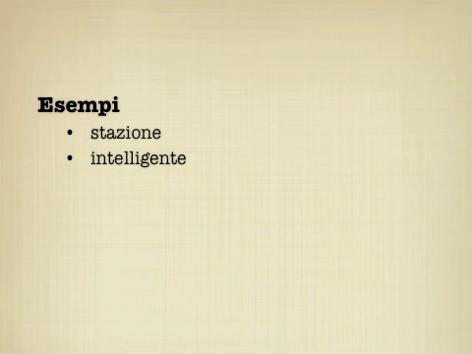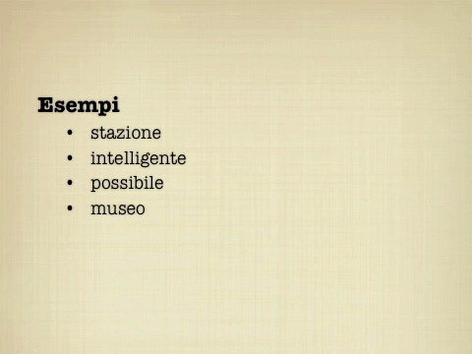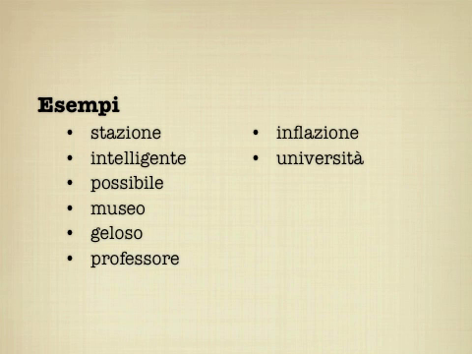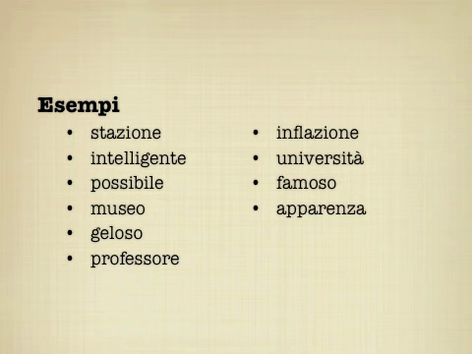Some of the examples the book lists, repeat after me, are stazione, intelligente, possibile, museo, geloso, professore, inflazione, università, famoso, apparenza, turismo, impressione.